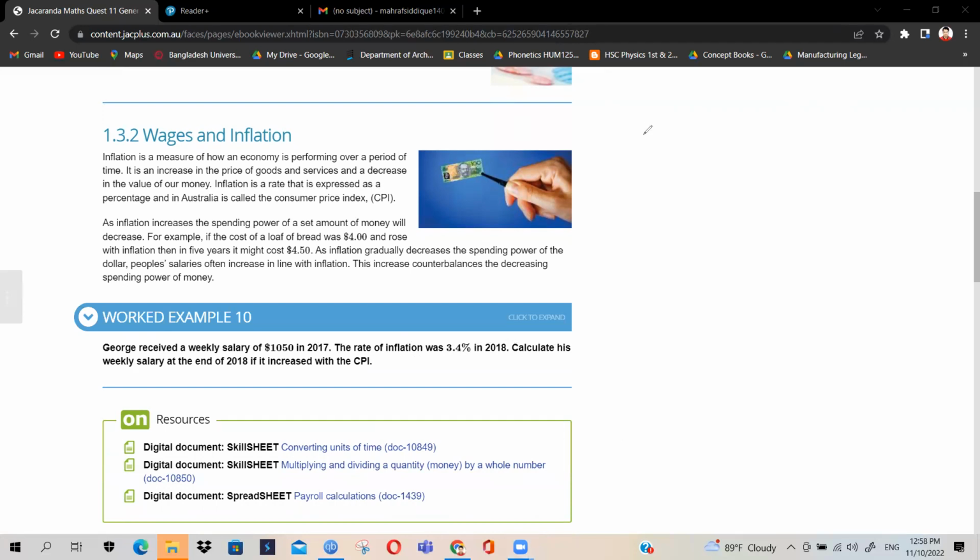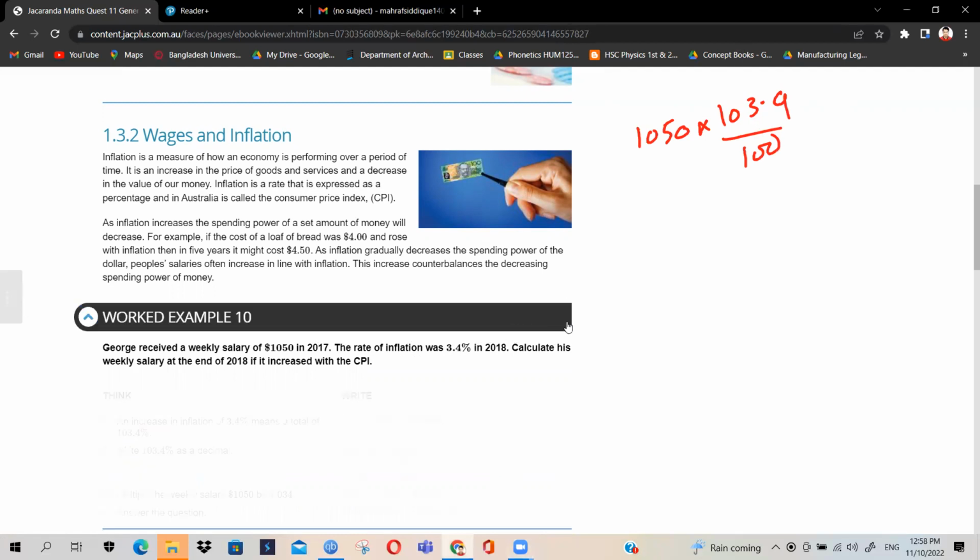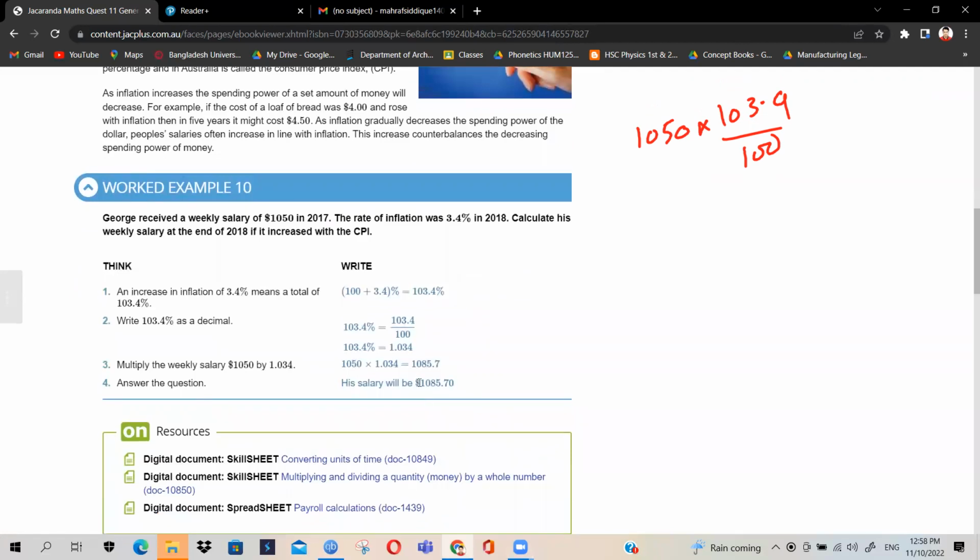So 1050 multiplied by 103.4 divided by 100. Then you will get the weekly salary, which will be 1085.70. That should be sufficient for a particular employee to cover all his weekly expenditures, but it is not guaranteed that it will be given.